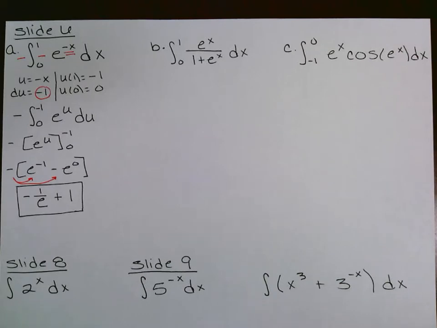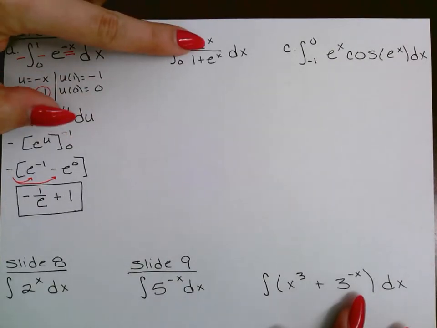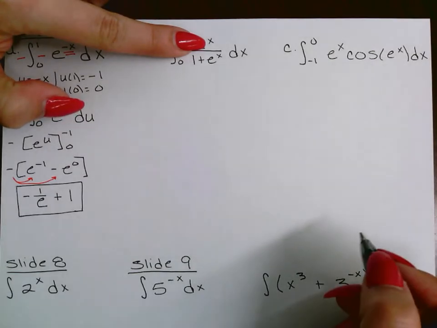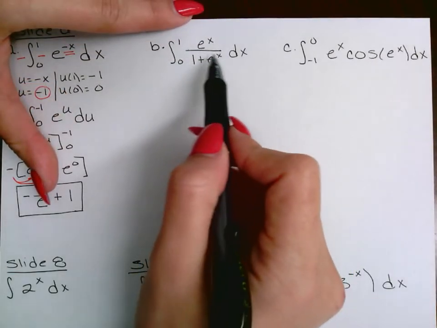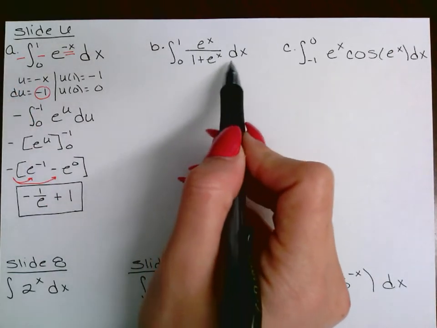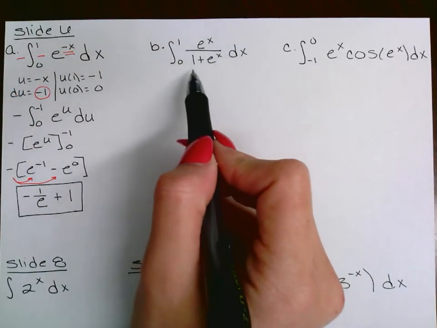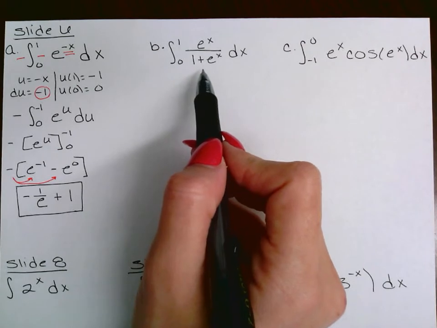Now, the next two questions are not going to be as simple as identifying the exponent as the u. These are what I would consider two of the more confusing questions for today. Okay? So, if I use the method of picking the exponent as my u, look at letter B. That would mean I pick x as my u, and du would be 1. If that were the case, I have way too much going on that's extra. I have an entire 1 plus e to the x. Okay?